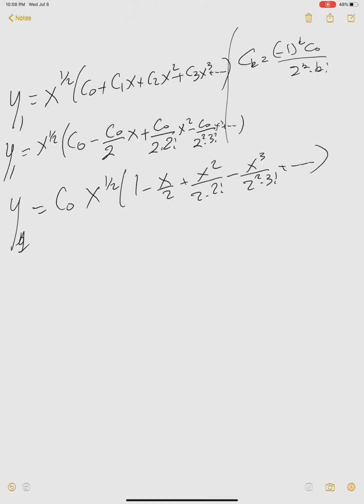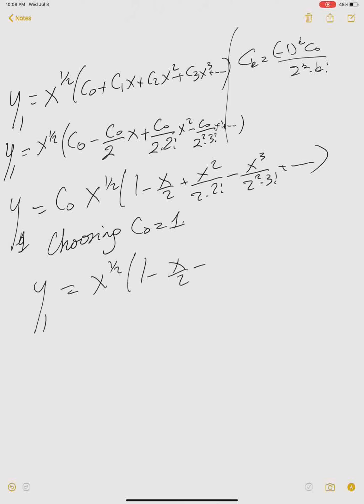And this you can write choosing c0 to be 1. You get y1 equal to x power half times 1 minus x over 2 plus x squared over 2 squared times 2 factorial minus x cubed over 2 cubed times 3 factorial plus and so on.